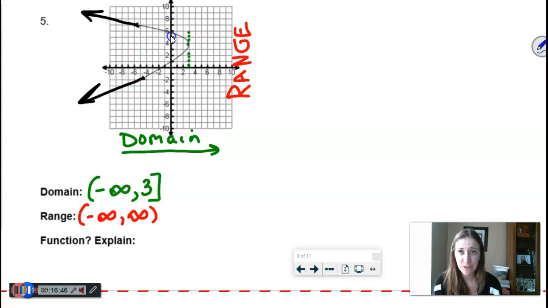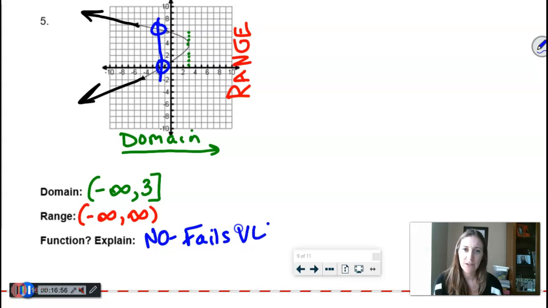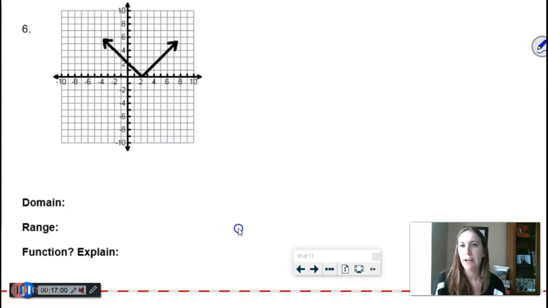And then is this a function? You can draw a bunch of examples of why it's not a function, but there's one right there. You're going to say no. It fails the vertical line test. Because I have a picture and I can show it. Perfect. All right, one more.